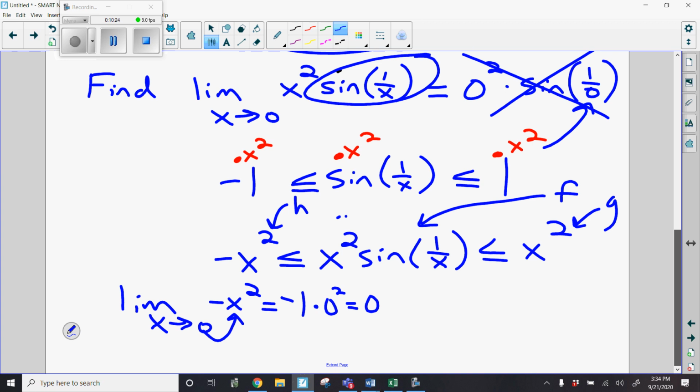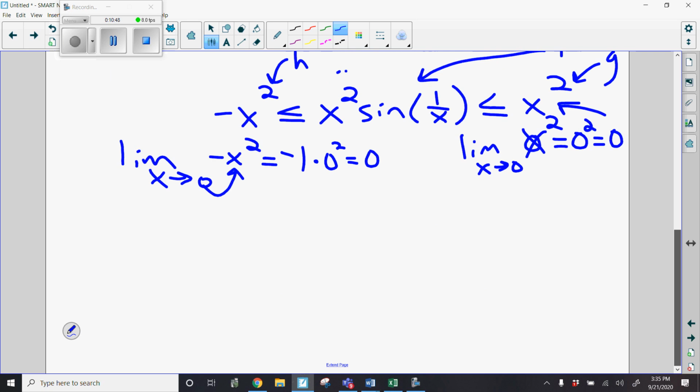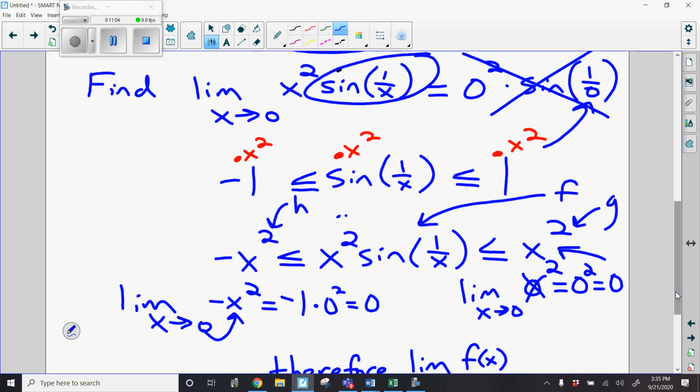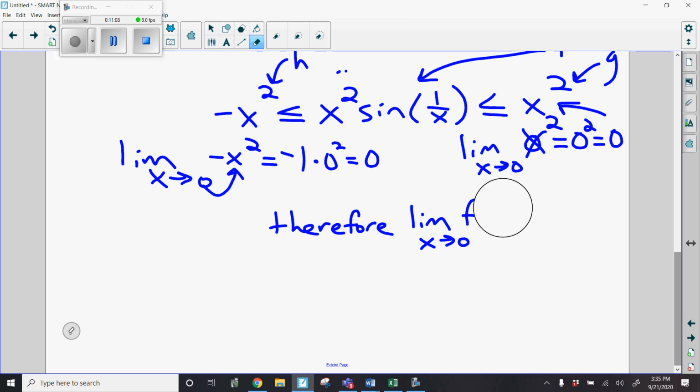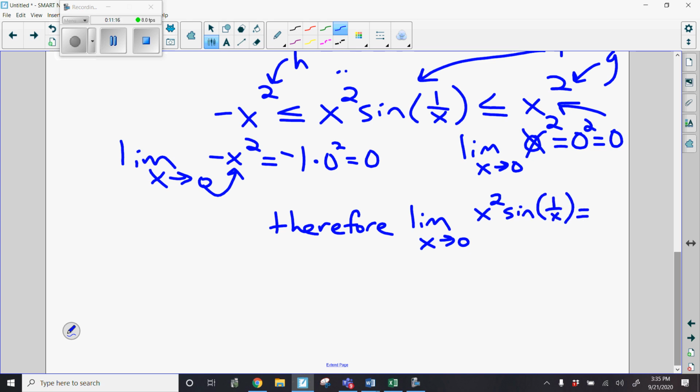I can also try the limit as x goes to 0 of this function over here, x squared, which again is 0 squared, which equals 0. So I showed that the limit of h was 0, and I showed that the limit of g was 0, as x goes to 0 in both cases. Therefore, I never defined it as f. Let me. I can say my justification is because of the squeeze theorem.